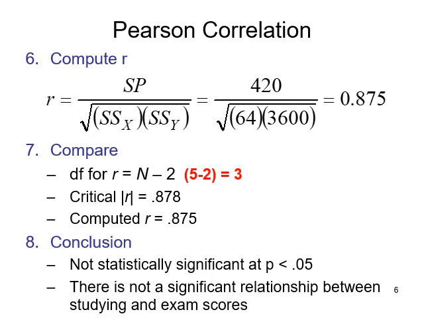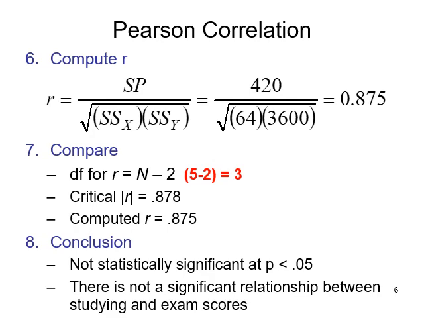So again, we're simply going to plug them in. That 420 goes on the top of the equation. The 64 and the 3,600 go on the bottom of the equation. We multiply 64 by 3,600, but then that value we take the square root of. That becomes the bottom of the equation, and that's what we divide 420 by, and we actually get a fairly strong Pearson's correlation, 0.875. That's a strong relationship.